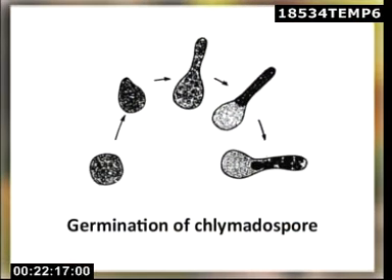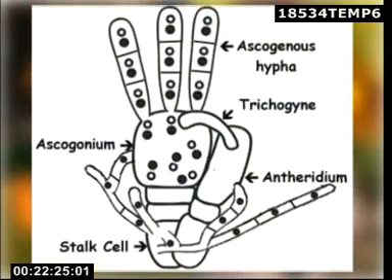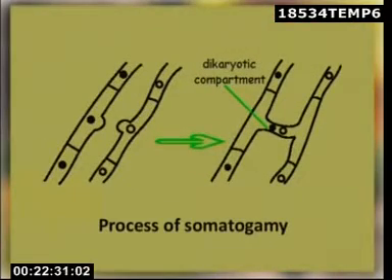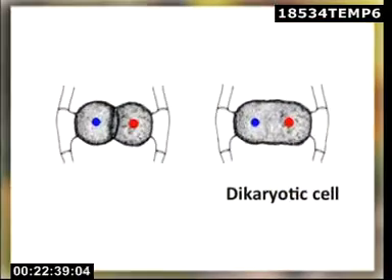In favorable conditions, they germinate and produce germ tubes which eventually grow into new mycelia. Definite sex organs, that is antheridium and ascogonium, are not formed in Peziza. Sexual reproduction takes place by somatogamous copulation. Some hyphal branches in the mass of hyphae bear dense protoplasm and the two adjacent cells of these hyphae fuse to form a dikaryotic cell.